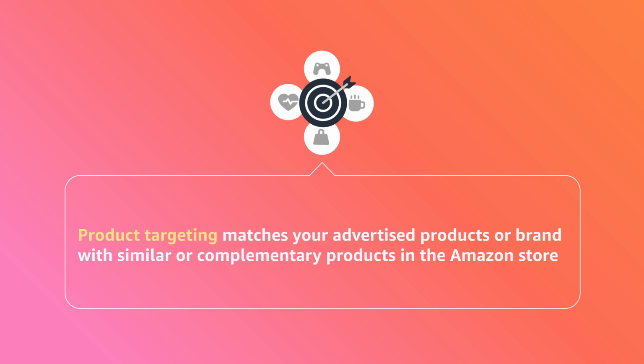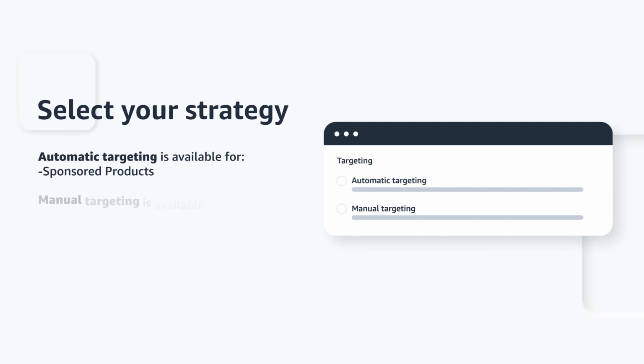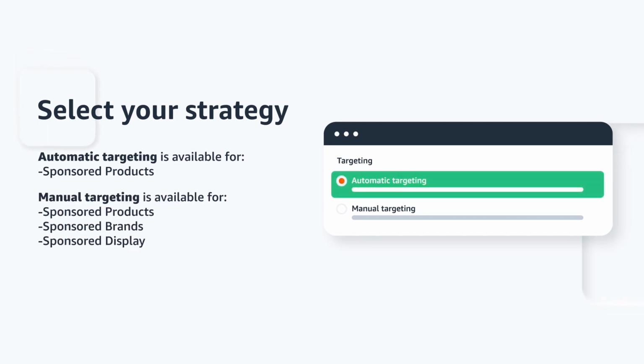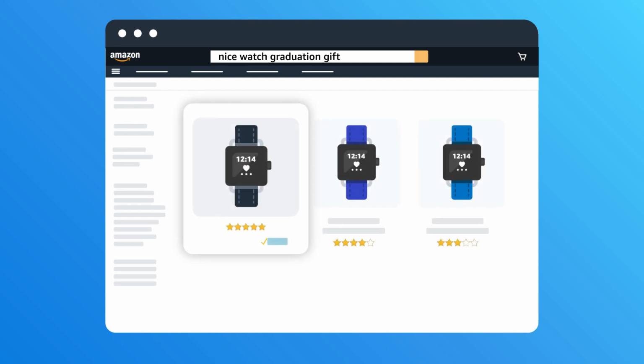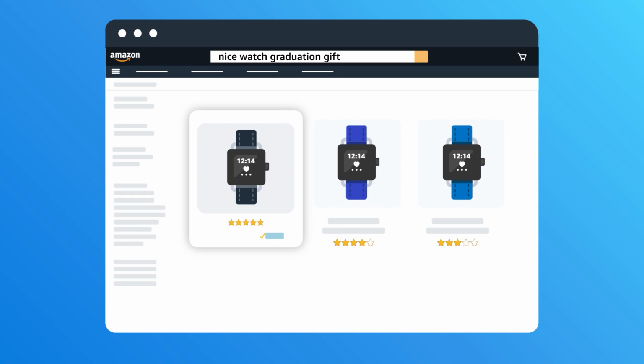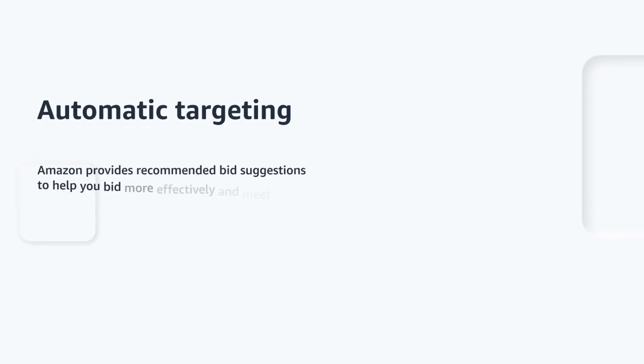Depending on the ad solution you're using, you'll have two options for how to set up your keyword or product targeting: automatic and manual. With automatic targeting, Amazon will use our unique insights to match your ads to related shopping queries and products, saving you time in campaign setup. Amazon will also provide you with recommended bid suggestions to help you bid more effectively and meet your campaign goals.